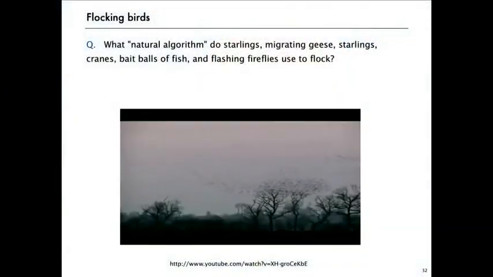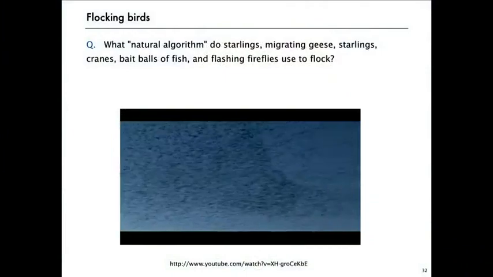Now we're going to look at an application where we simulate a phenomenon in nature. And this is what kind of patterns do things like starlings and geese or cranes or fish or fireflies, how do they flock together? And we'll look at a simulation that corresponds to that. And then, when the moment is right, they behave in a way that should be impossible.